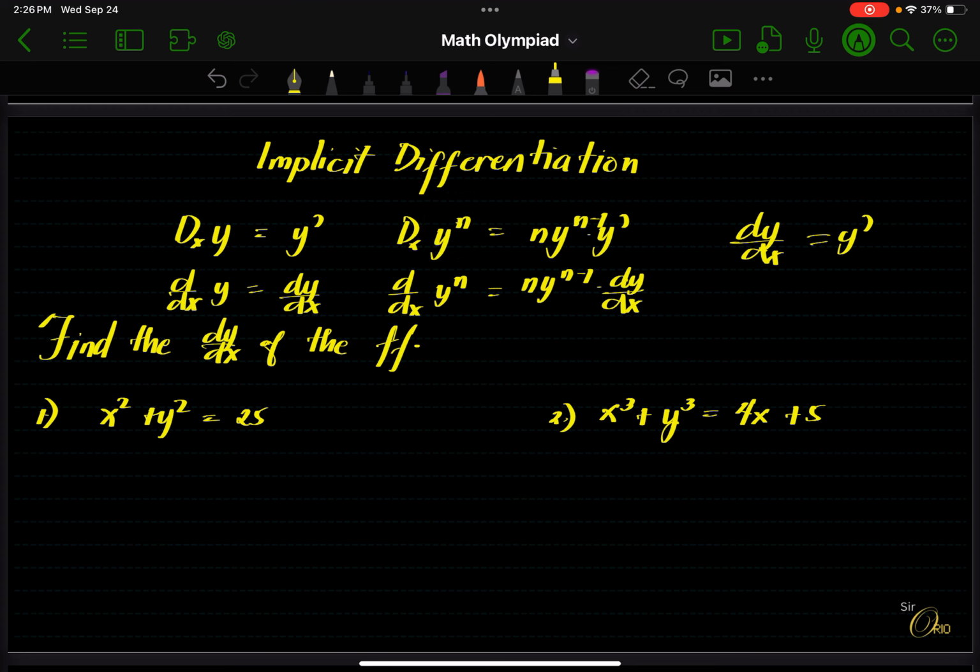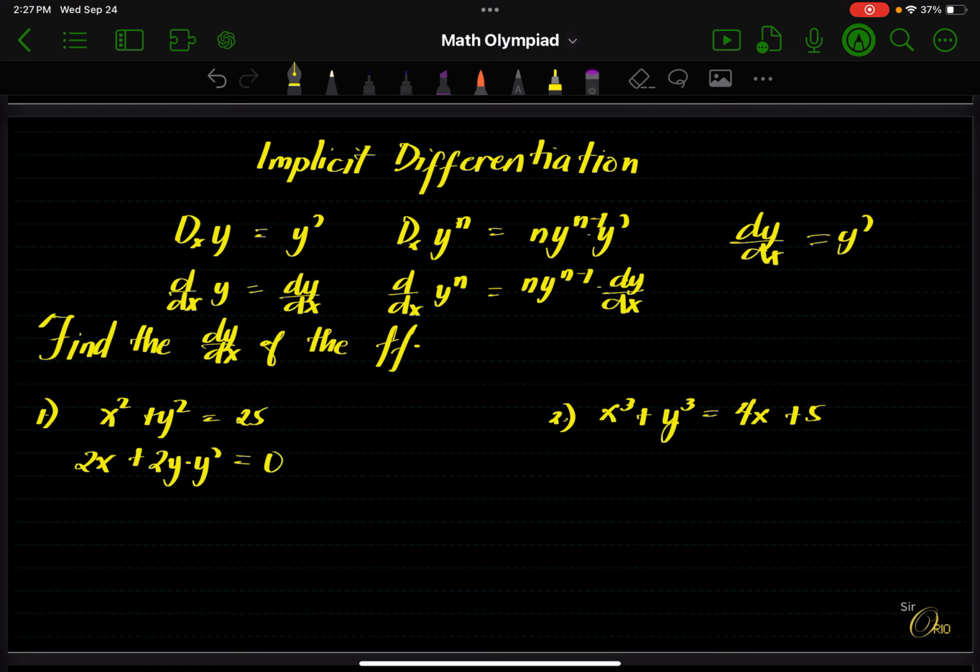Okay, so let's have an example. We have an equation here, x squared plus y squared is equal to 25. Find the dy over dx. Okay, so to solve this, just simply find the derivative of x squared, which is 2x. The derivative of y squared is 2y, but you need to multiply by y prime. Okay, so the derivative of y squared is 2y times the derivative of y, which is y prime, plus 0. The derivative of 25 is 0.